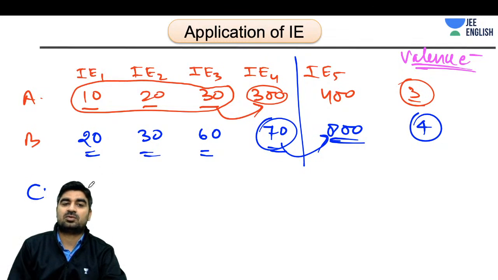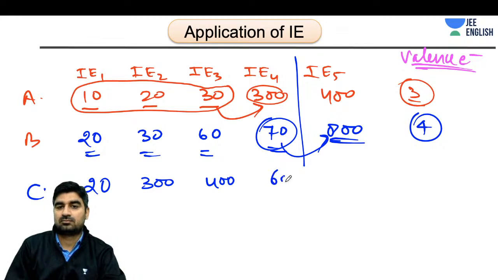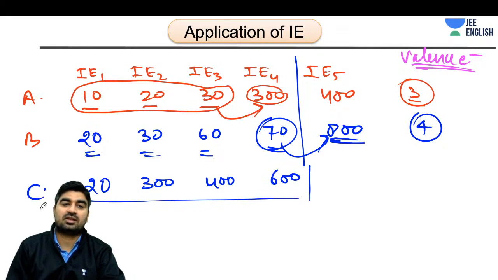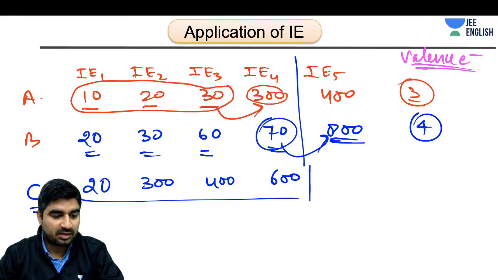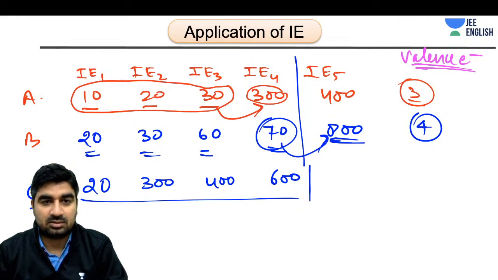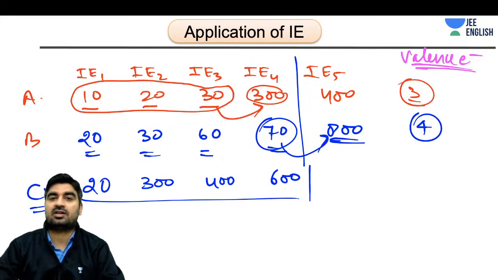Now let me take one more example. Can you tell me the valence electron for this scenario? For C? Can you guys tell me the valence electron for C?